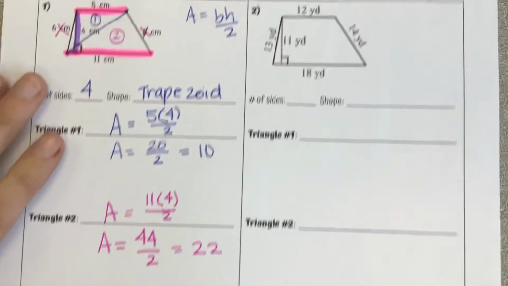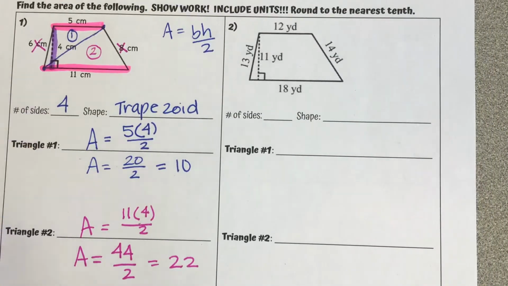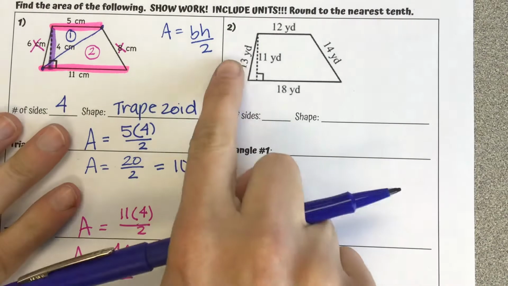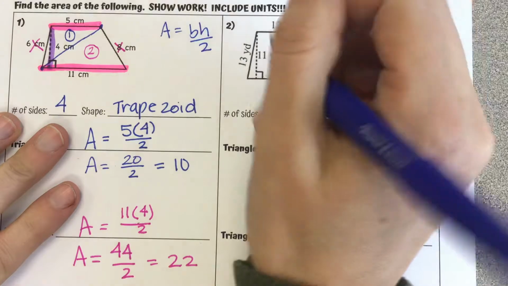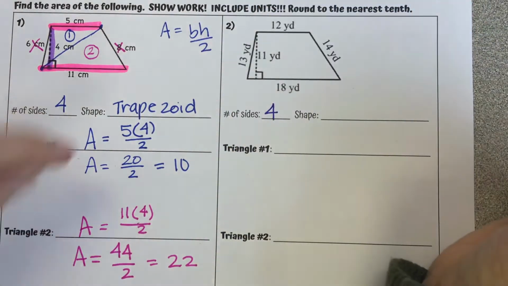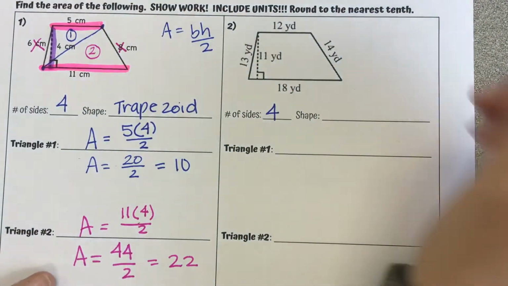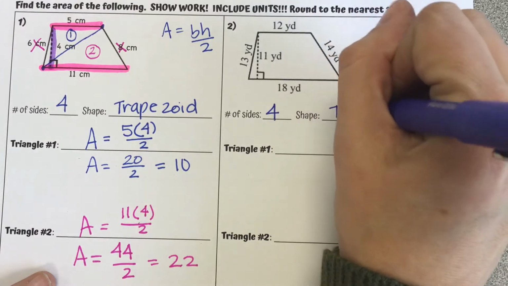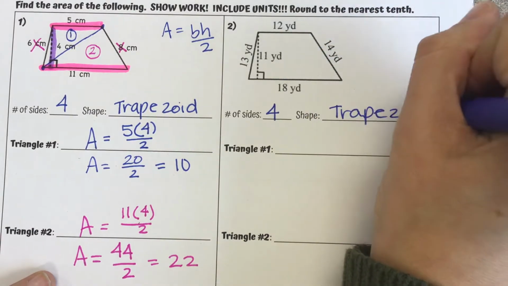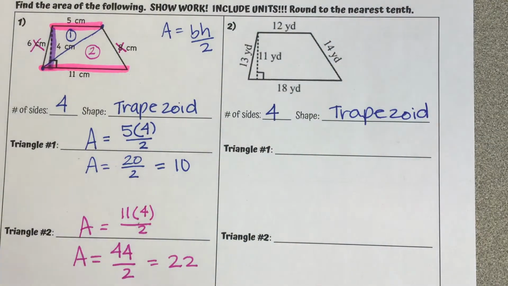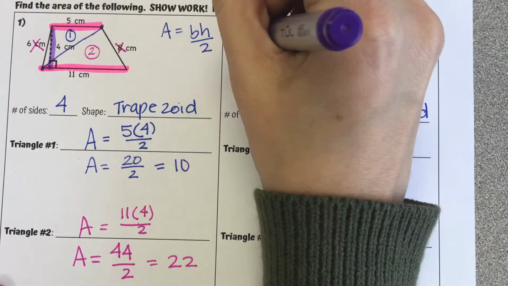Let's try it again. So looking at number 2. How many sides are on this shape? 1, 2, 3, 4 sides. There's only one set of parallel sides, so it is a trapezoid. I'm going to identify my perpendicular height.